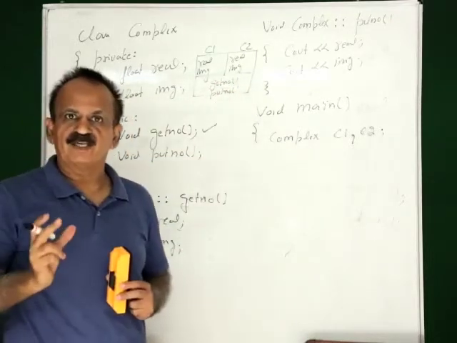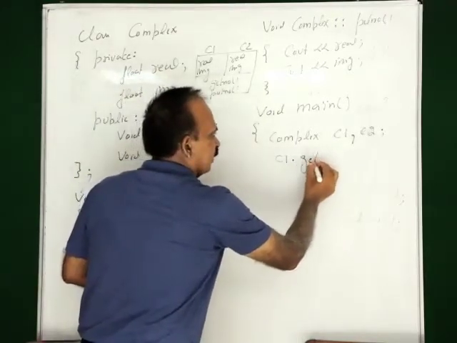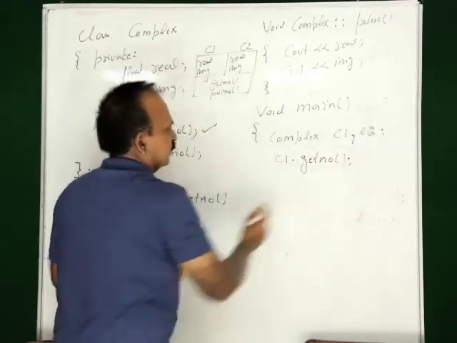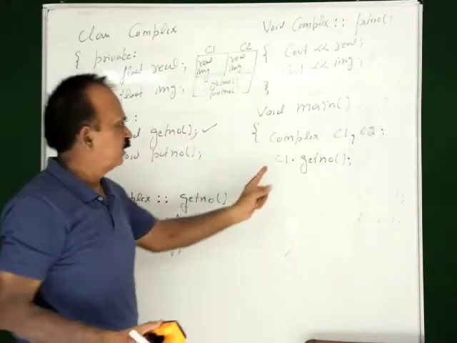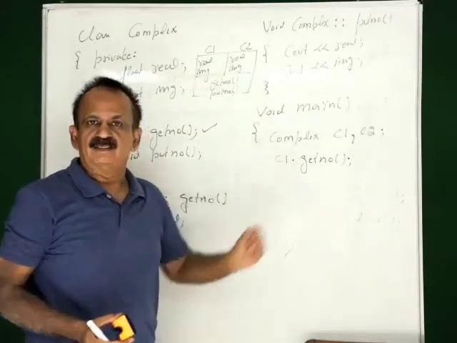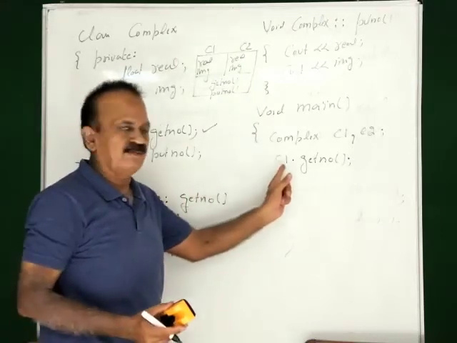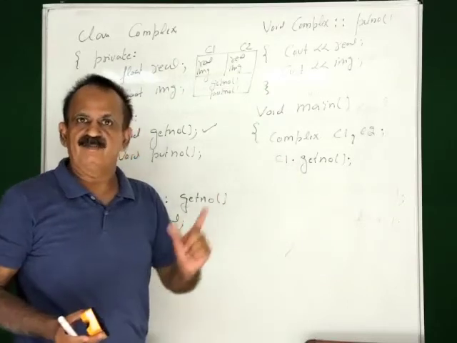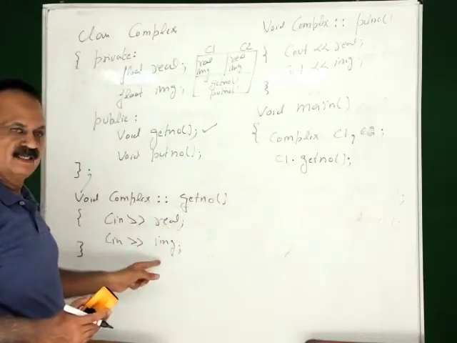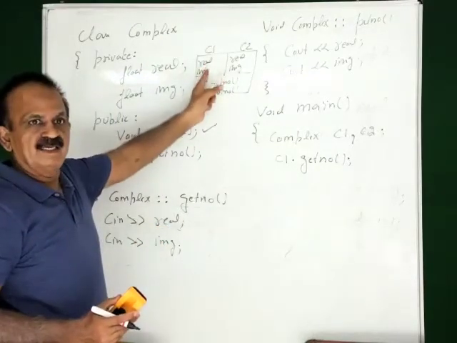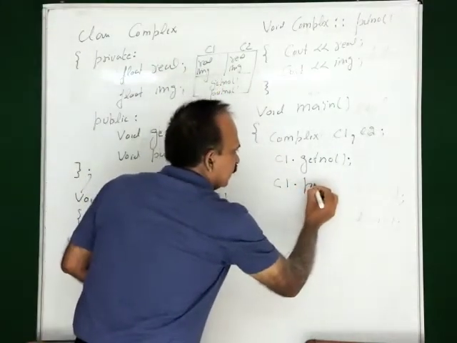I want to input the first object. Say C1 dot get number. Now very important, this get number function will be working with which data? With the data of this C1. This C1 is the calling object. This is calling the function. That is why the data members of this object will be used, real and imaginary part. When we give input, that is when we enter real and imaginary part, these will be stored here, in C1 and C2.